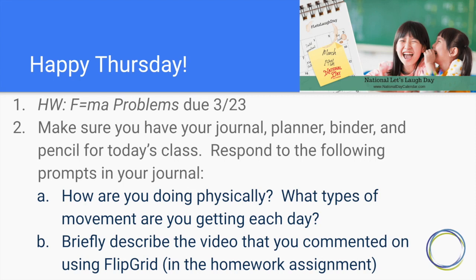How are you doing physically? What types of movement are you getting each day? I know it's tempting to sit and be behind the screen all day because you have work, but thinking about what movement are you getting?